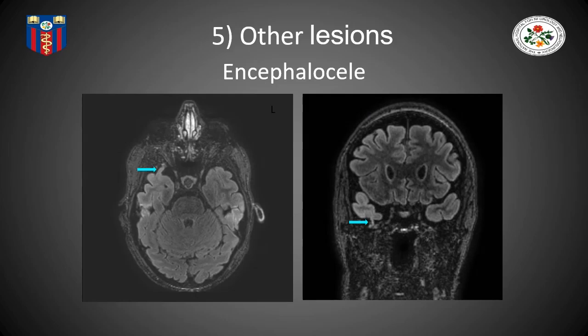As an example of another lesion that you could encounter, I wanted to put a picture of an encephalocele, which is something that we're seeing more and more often because the quality of the images is improving. Here you can see that there is abnormal herniation of the temporal lobe within the temporal fossa, and you can see the same represented on the coronal plane.